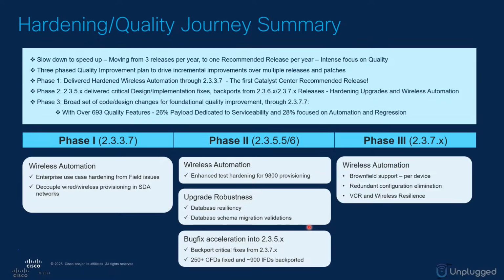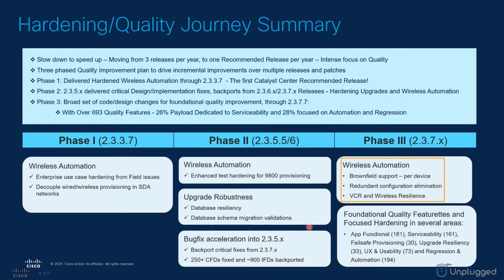With phase 3, we started focusing more on per device brownfield configuration, wireless resilience, and then a lot of app functionalities and serviceability. In addition, we also improved resiliency for the upgrades. There's a lot of emphasis on regression and automation. And this is where our phase 3 is today. We continue to do work beyond phase 3, and we will share with you as we implement those changes in our systems.